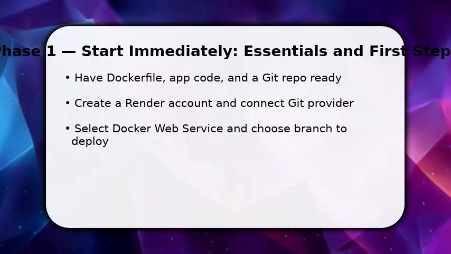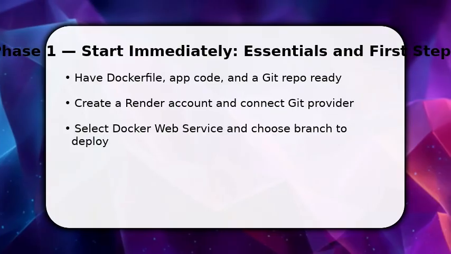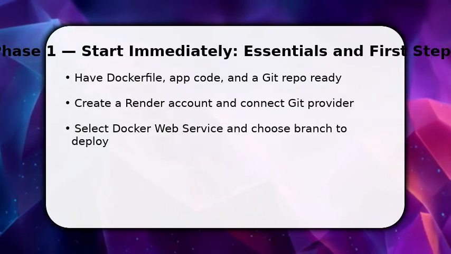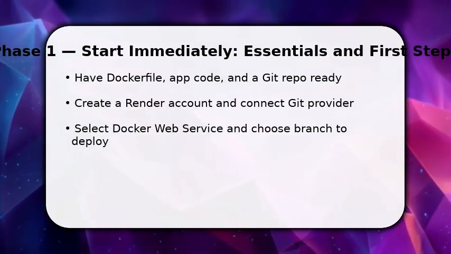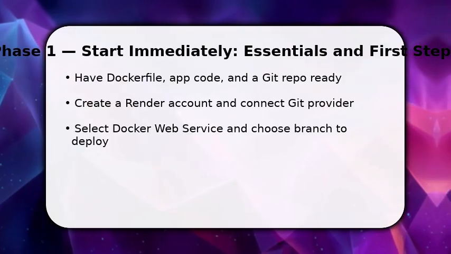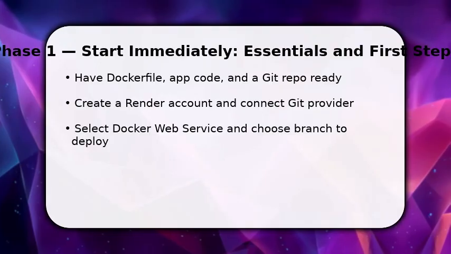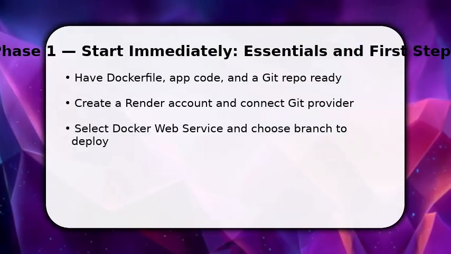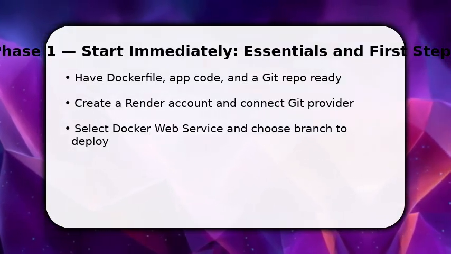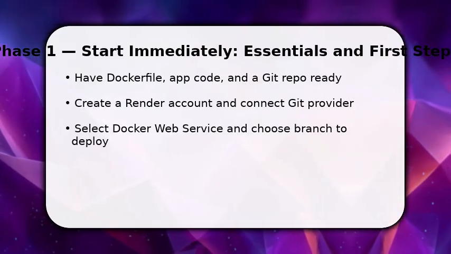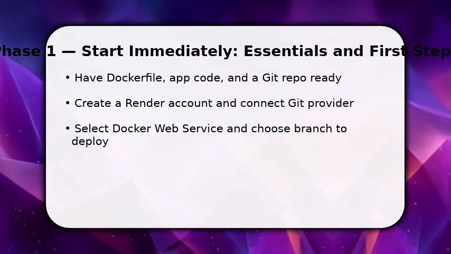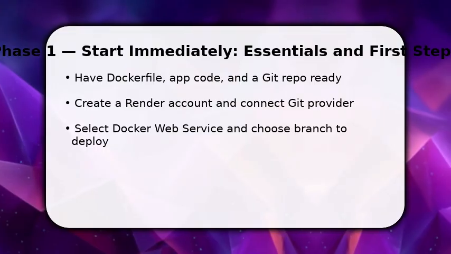Enjoy the video. You start by confirming prerequisites: a working Docker file, app running locally, and a linked Git repository. Once ready, log into Render and connect your Git provider so Render can pull commits automatically. Then create a new Docker web service, select the repo and branch, and set the root where the Docker file lives. This first step triggers build settings.